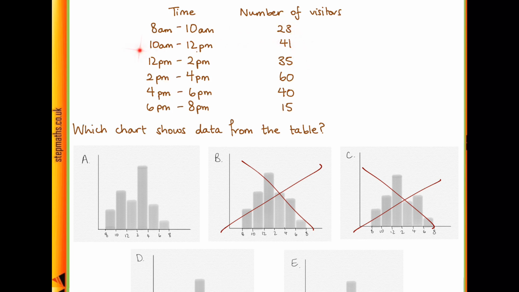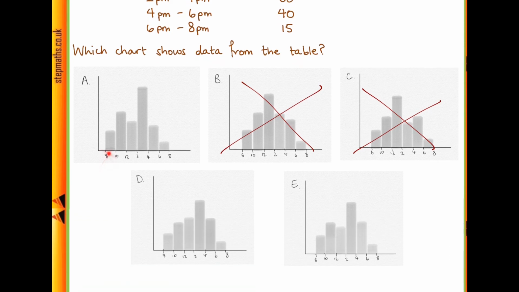We have this extra high between 10 a.m. and 12 p.m. So let's look on our charts to make sure that 10 a.m. to 12 p.m. is higher than 8 to 10 and 12 to 2. For A, that is true. We've got 10 to 12 highest. But for D, it's not, because 12 to 2 is higher. So we can rule out D with that. And for E, it is again higher between 10 and 12. Okay, so now we're just left with two to choose between.